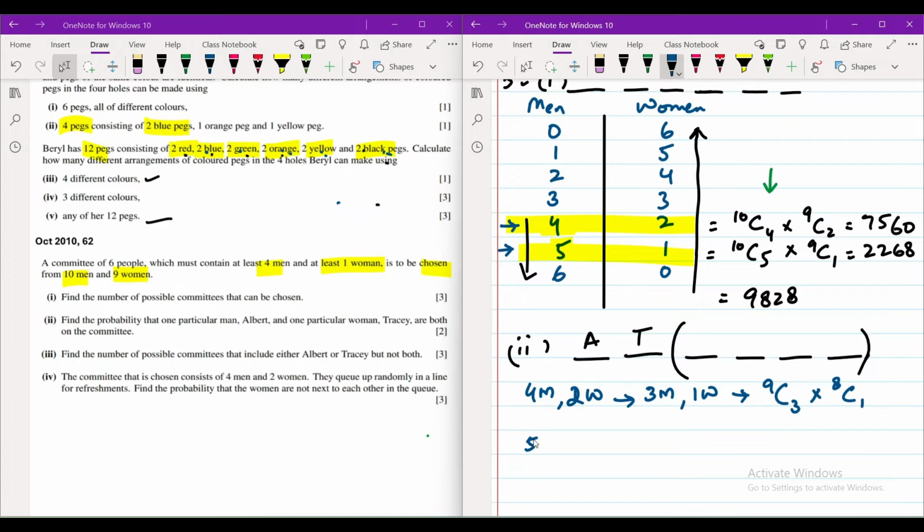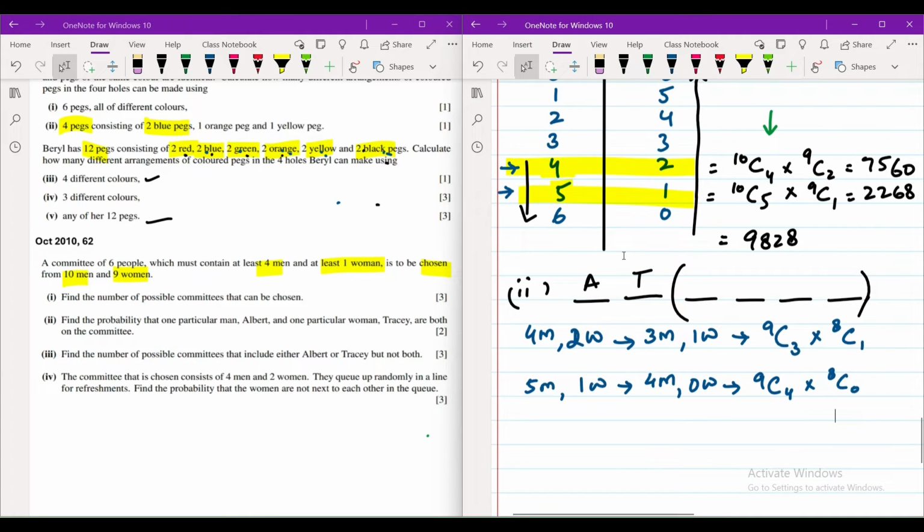Similarly, for the 5 men and 1 woman case, that means we need to select 4 more men and 0 women, because 1 woman has already been selected. So 9C4 times 8C0, right? So these are the total possibilities that we can make.